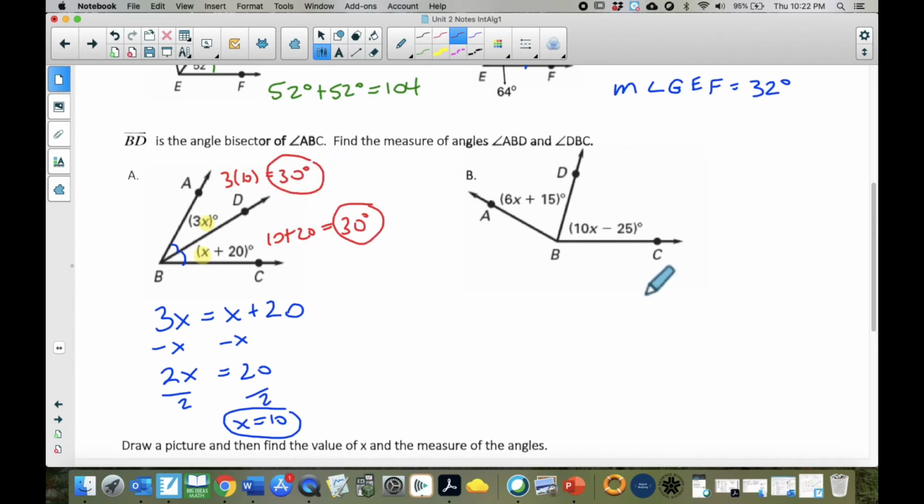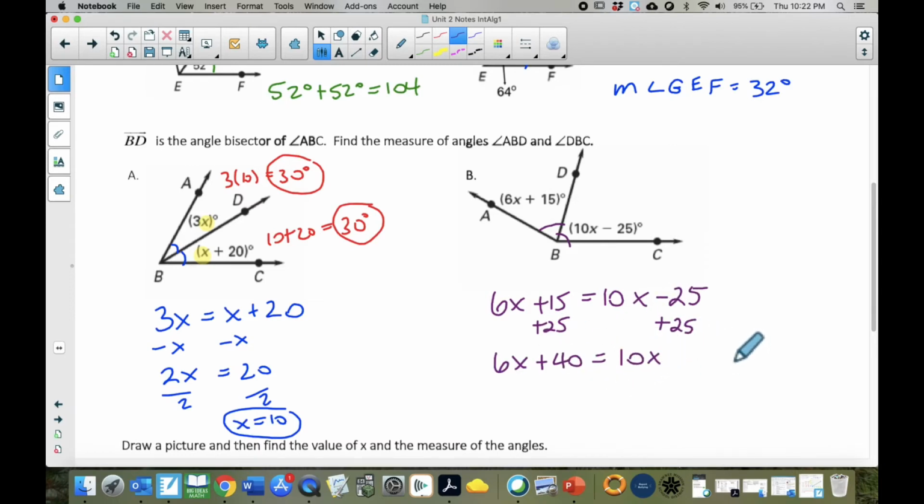All right, let's look at the next example. Once again, this is the angle bisector. If it is the bisector, then those two pieces are congruent to each other. If they're congruent to each other, we can set them equal to each other. So I'm going to set my equation equal to each other like this. In order to avoid, well, I was thinking about avoiding some negatives. Let me just try adding the 25. I went that way to try to avoid some negatives, and it'll work to avoid negatives this way.